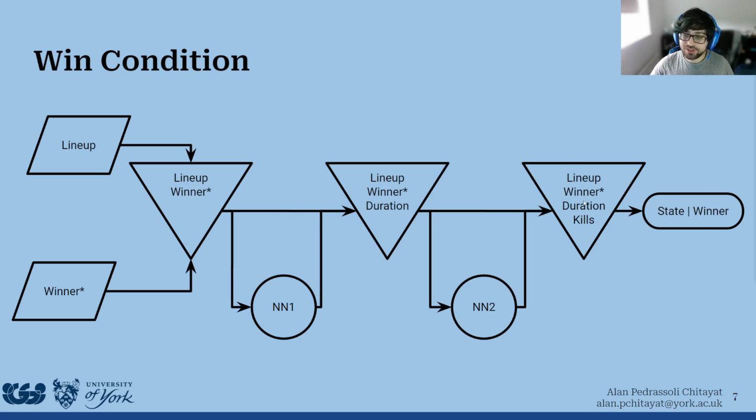Which actually leads me to what winner star is. Winner star is an exploration variable. So we run the system, for example, twice: once for team 1 will win, and once for team 2 will win. And we'll have two separate states. They're independent, one for each team.